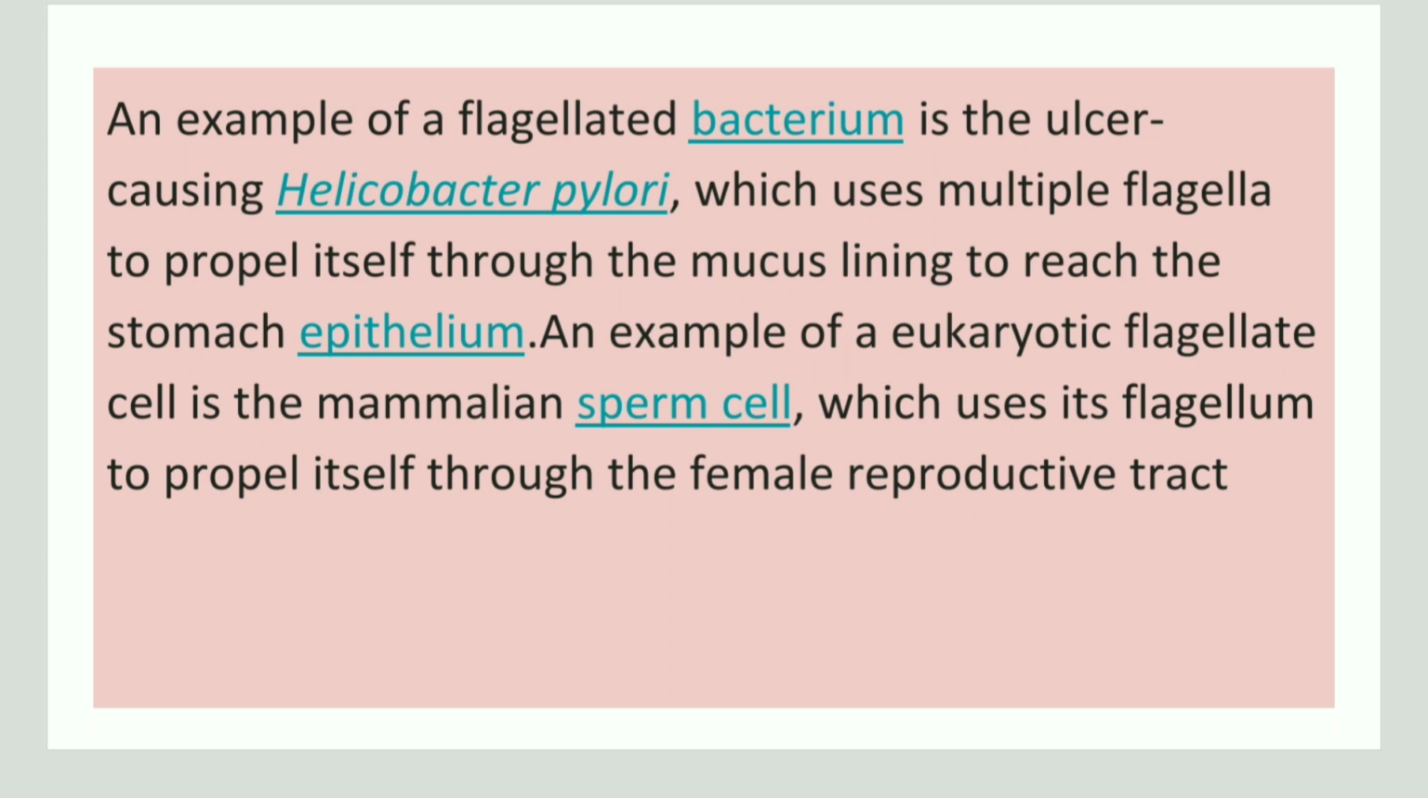Now let us take an example of a eukaryotic flagellated cell. For example, it is a sperm cell. A sperm cell has flagella, and with this flagella, it moves and reaches the female reproductive tract.